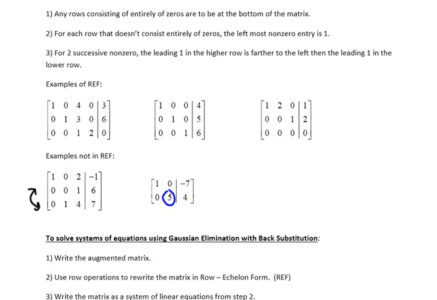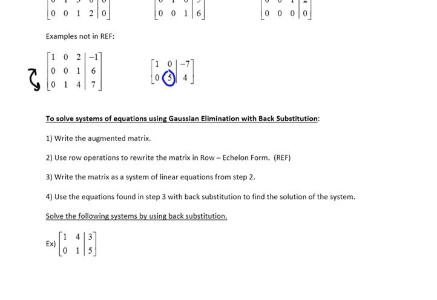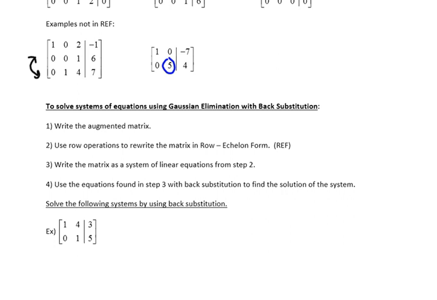All right, so now let's talk about solving systems of equations using Gaussian elimination with back substitution. First of all, we want to write the augmented matrix. We want to use row operations to rewrite the matrix in row echelon form, or REF. Write the matrix as a system of linear equations from step 2. Use the equations found in step 3 with back substitution to find the solution of the system.